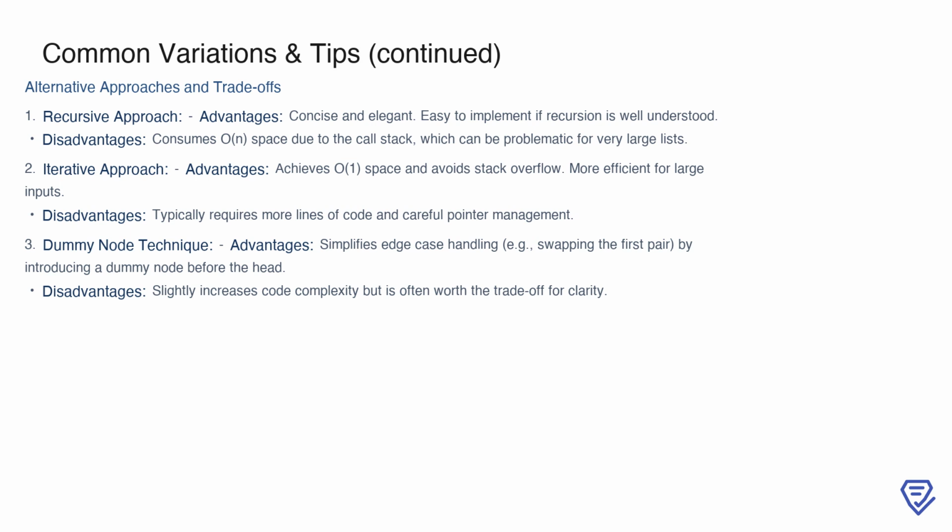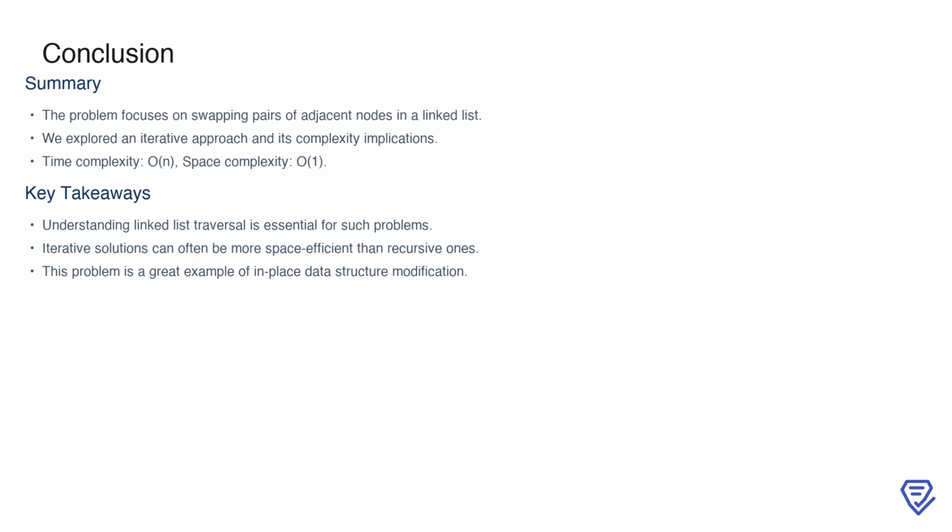Another useful technique is to introduce a dummy node before the head of the list. This simplifies edge case handling, such as swapping the first pair, by providing a consistent starting point. While it adds a touch of complexity to your code, the dummy node can make the logic much clearer and easier to follow. Each of these approaches has its strengths, so choosing the right one depends on the context and constraints of the problem. Great job!